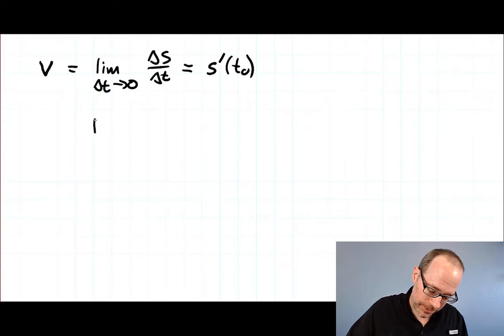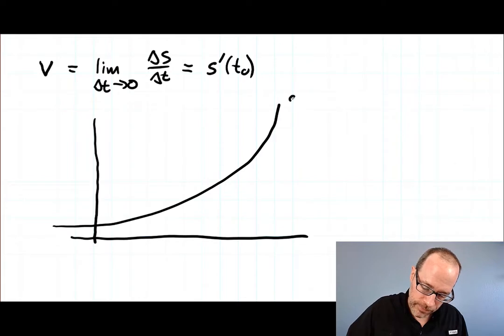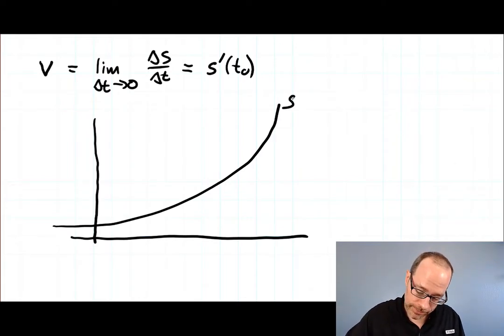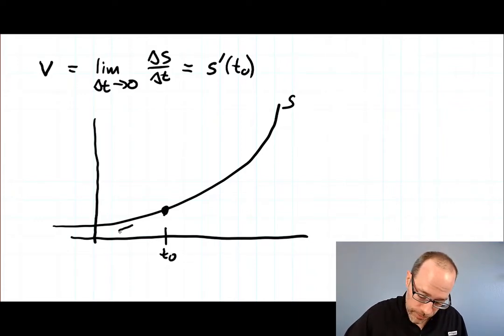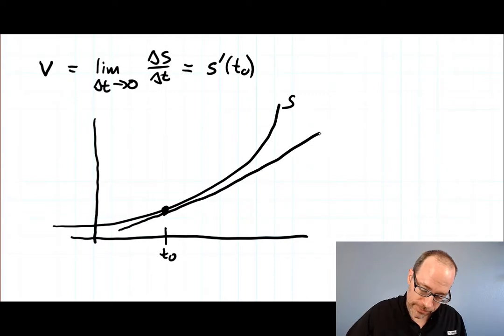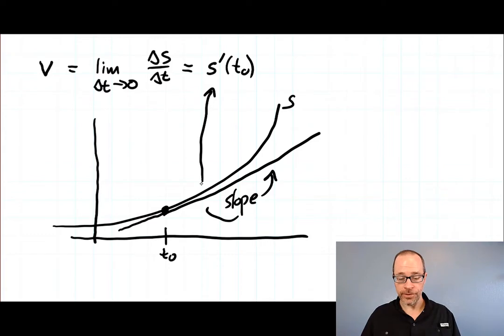And it had a picture as well. If you were to graph, again, your position function against time and put t naught here, then you would draw the tangent line to the graph, and the slope of this line is exactly, remember, what geometrically the derivative was.